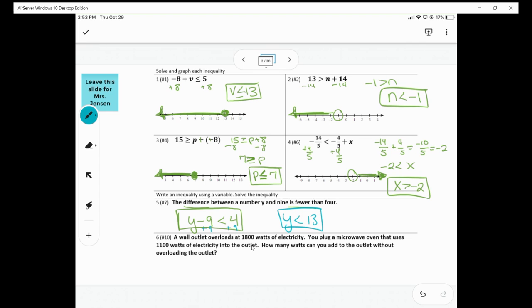A wall outlet overloads at 1800 watts of electricity. You plug a microwave oven that uses 1100 watts of electricity into the outlet. How many watts can you add to the outlet without overloading?